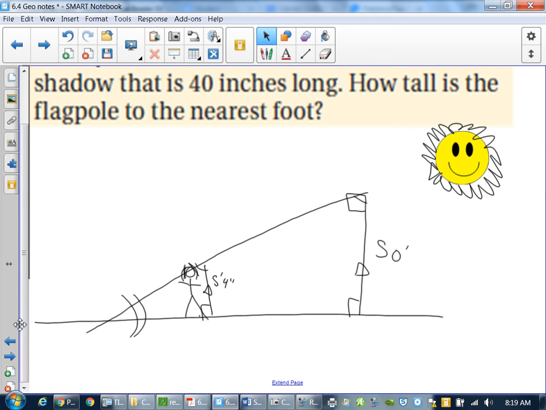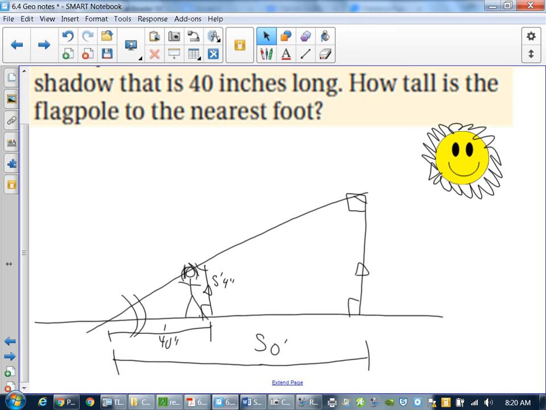Angles at the heights of the two objects are also the same. So we have this angle-angle similarity, which means we need to figure out... I'm sorry, the flagpole was not 50 feet tall. The flagpole's shadow was 50 feet. I apologize, I said the wrong thing. The flagpole's shadow was 50 feet, and the girl was 5'4" and she had a shadow of 40 inches. And the 50 was the whole side here.